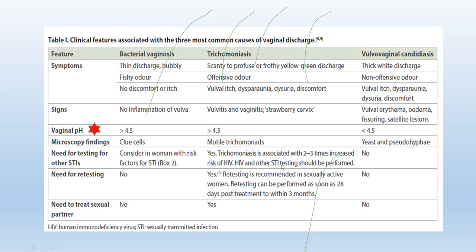So vulvovaginitis is a thick, whitish, curdy discharge. Most of the time it is itchy. And there's also inflammation. You also look for fissures and satellite lesions. And the pH is less than 4.5. All right. If you don't have microscopy, no problem. If there's no lab service, no problem. You just do a vaginal pH.